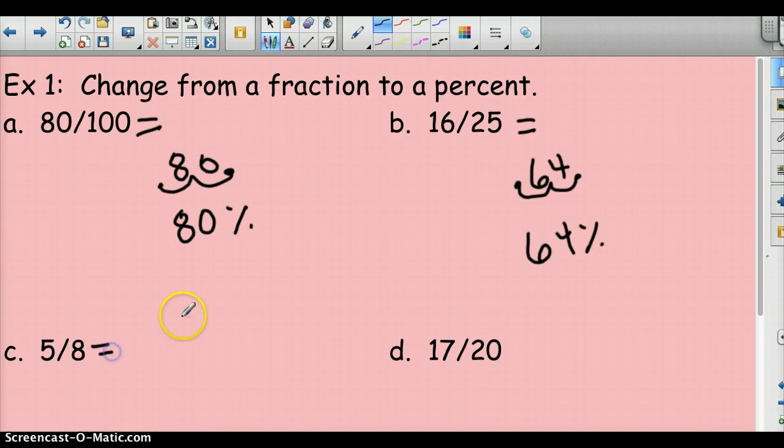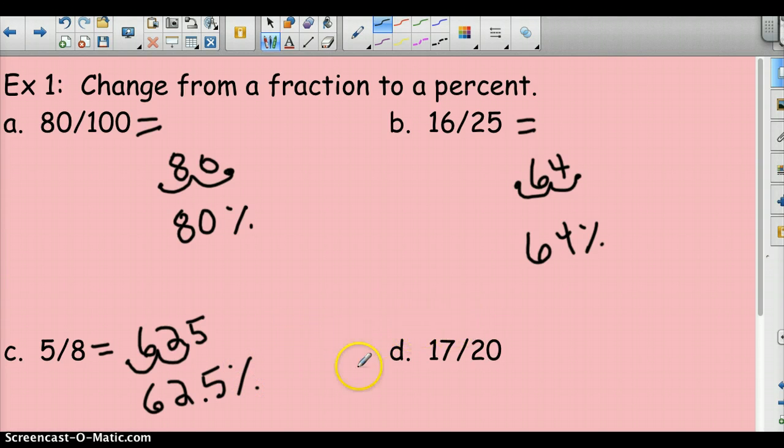Let's do another one. 5 divided by 8, taking your calculator, divide top by bottom. 5 divided by 8 is 0.625. Once again, move that decimal point 1, 2 spots to the right. Don't freak out there, okay? It's 62.5%. Yeah, that's possible. It's not a big deal whatsoever at all.